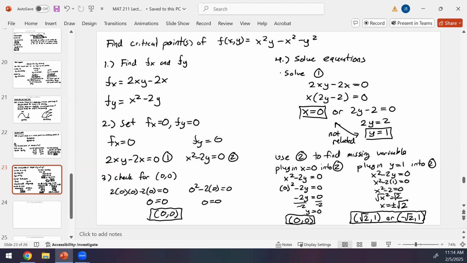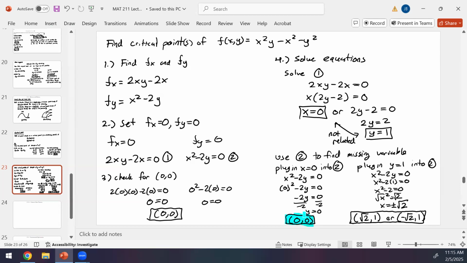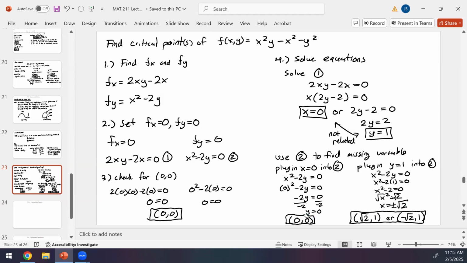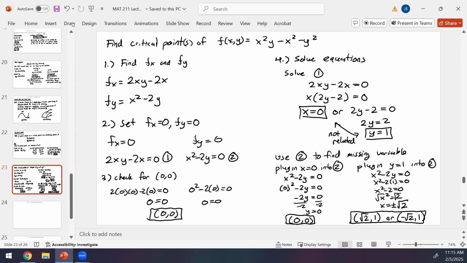And so these are my critical points. So I have (0, 0), and then the square root of 2 and negative square root of 2 with y equal to 1. And that's how you find the critical points. Essentially, for this section, the extreme value theorem, and for the optimization problem, there will be critical points that need to be found. So getting comfortable finding critical points is key to the last 3 sections of this chapter.